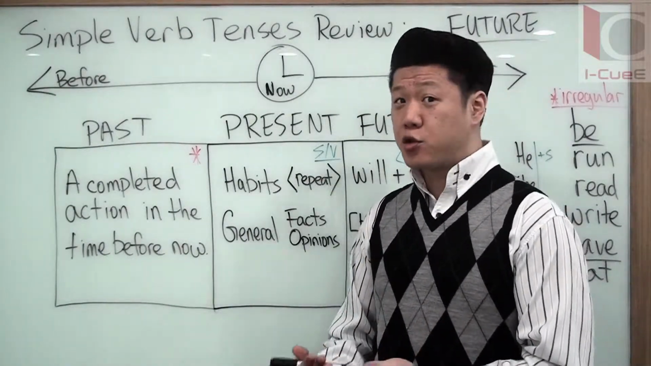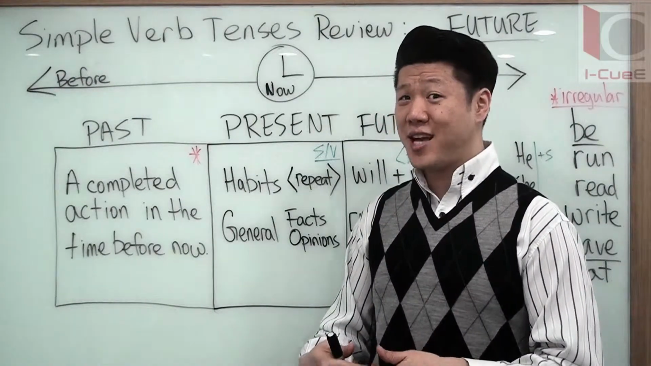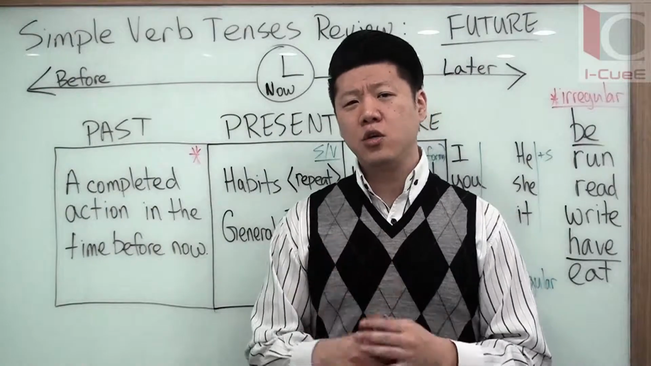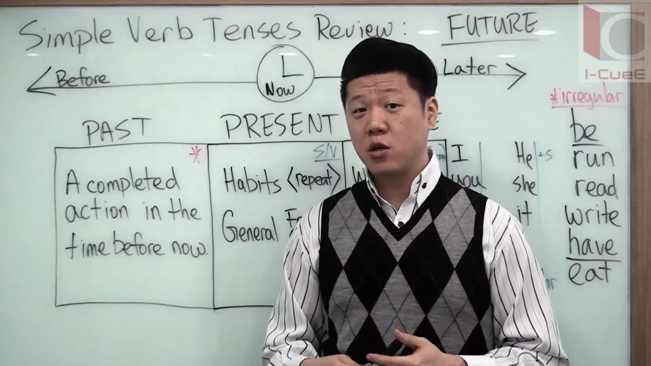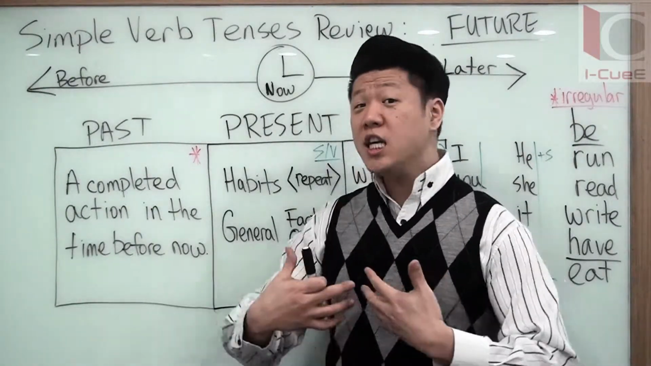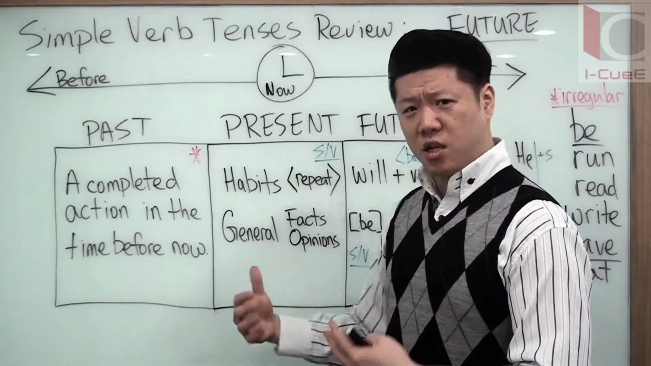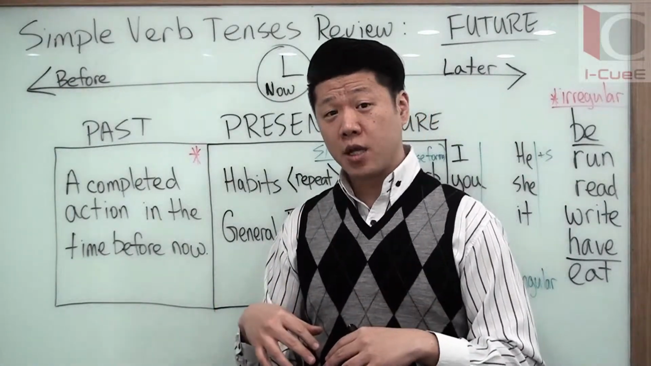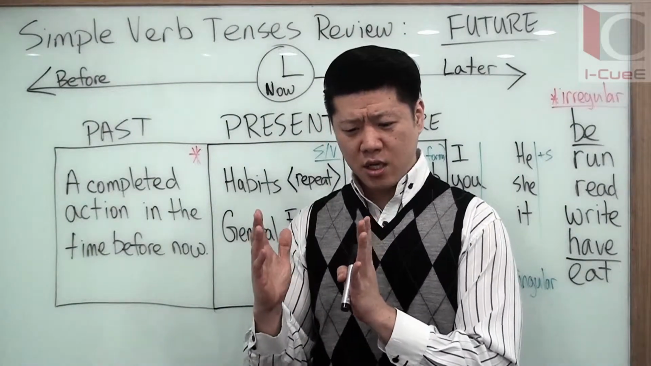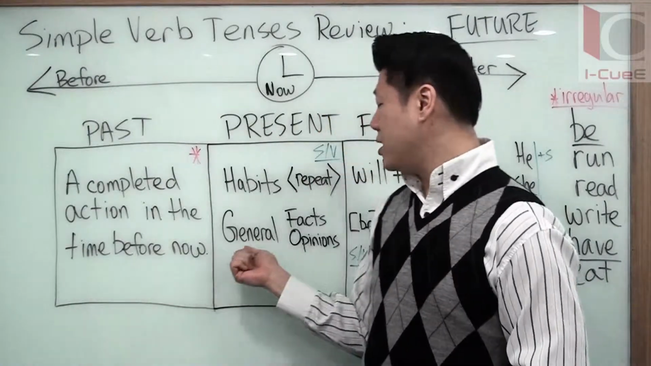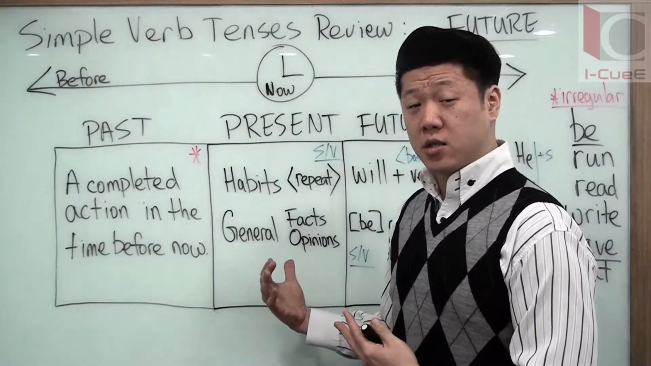Facts are things that are true. Opinions are things that you think are true. So these are how we use the simple present tense. So if I say something like, we need food, that's kind of my general opinion about what I need right now, but I'm not talking about in the future, ongoing. This is right now my general thought about something.